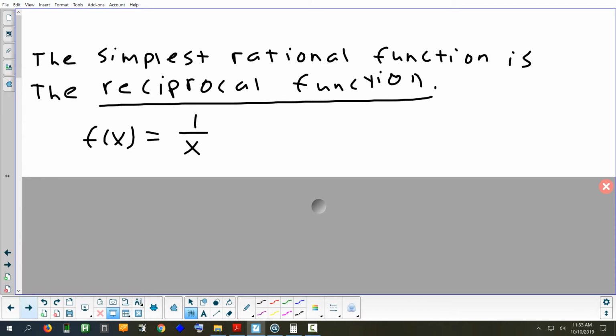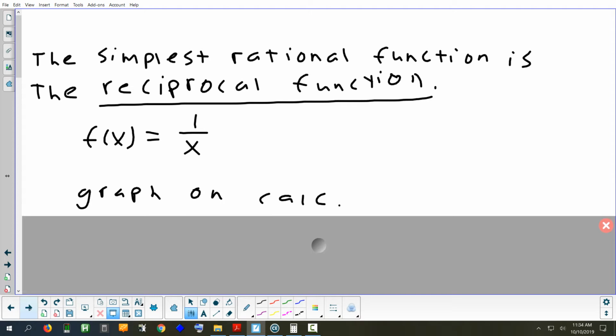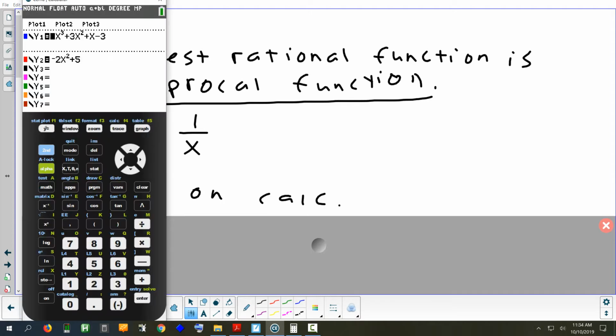All right, so the simplest rational function you can have is called the reciprocal function. This is the simplest one. It's just 1 divided by x. 1 is technically a polynomial. It's what we call a constant polynomial. The bottom here is a linear polynomial. Okay, it's a degree 1. It's a degree 0 divided by a degree 1. Let's just graph it and see what it looks like.